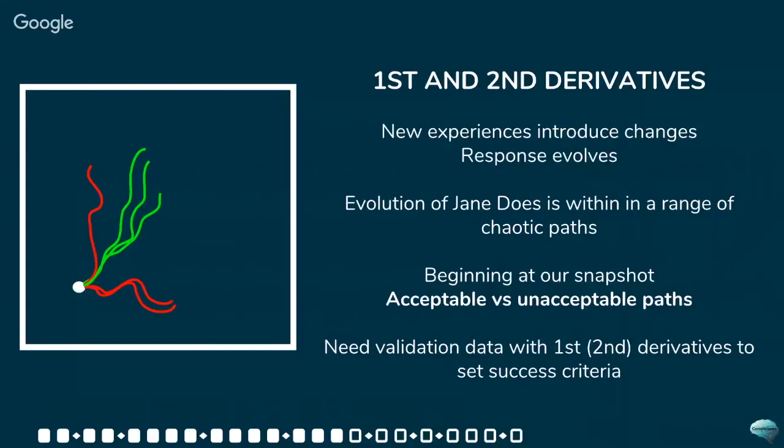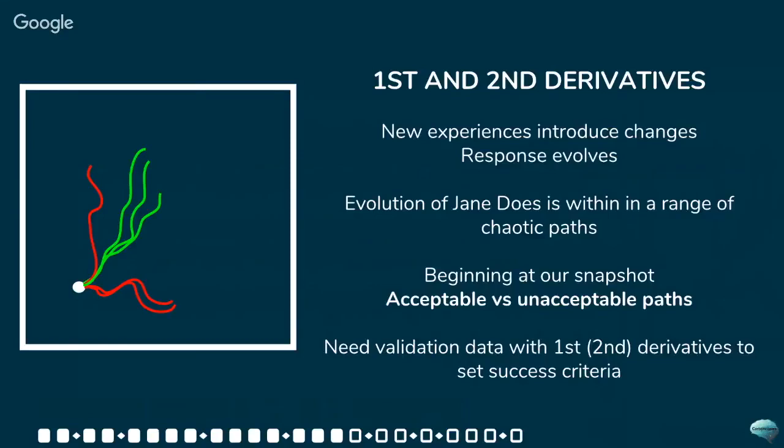As biological brains are noisy and chaotic systems, our predictions and criteria for what constitutes plausible evolution for Jane Doe is a range of chaotic paths. It's not just a single path. The emulated brain does not need to evolve its response along one particular path that the original brain would have taken, but should do so within a range of paths if we are to deem that emulated brain an emulation of Jane Doe's brain as opposed to, say, someone else's or some brain that doesn't even exist.